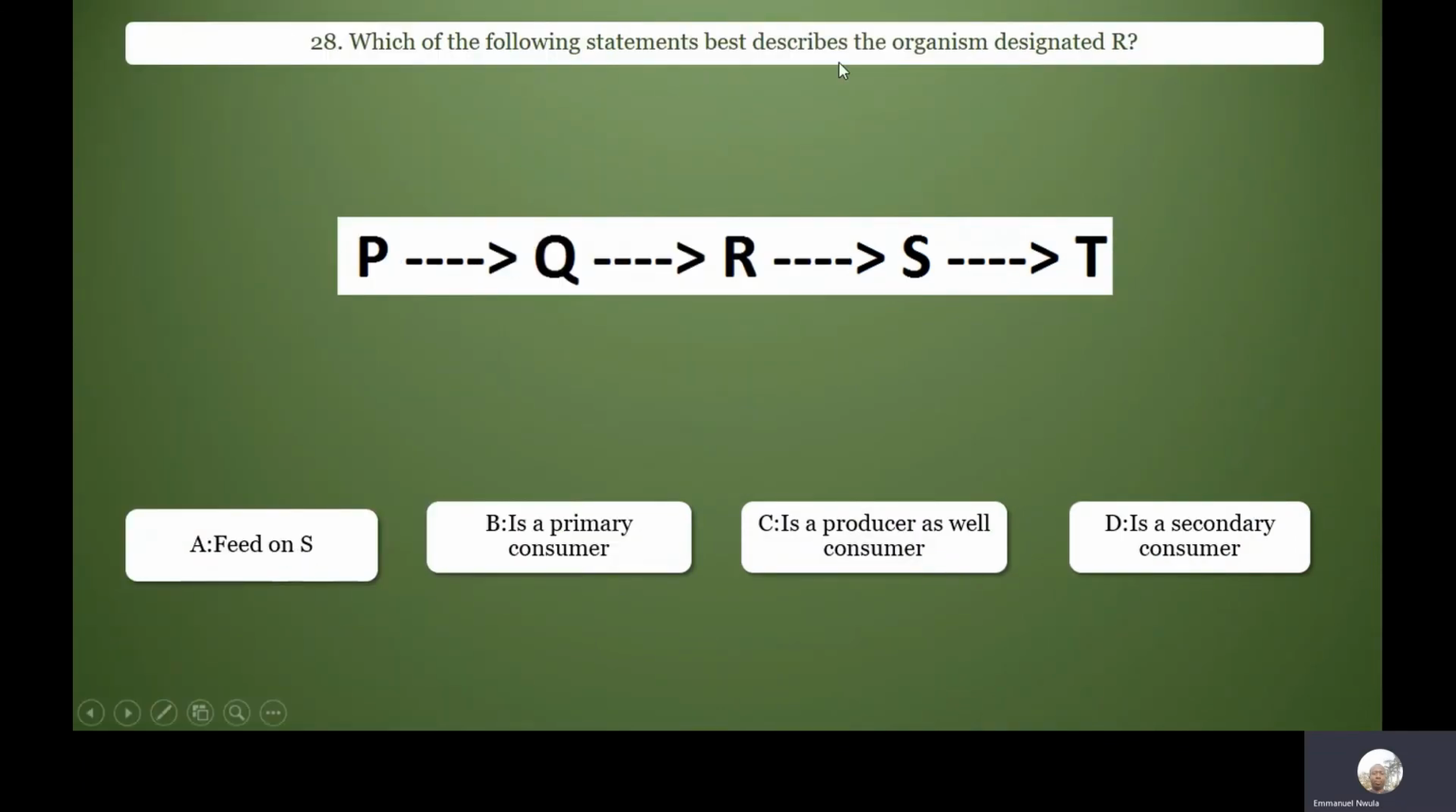Which of the following statements best describes the organism designated R? R is a secondary consumer. Secondary consumers feed on primary consumers. Secondary consumers are usually carnivores. They are carnivorous. So the correct option here is D. R is a secondary consumer.